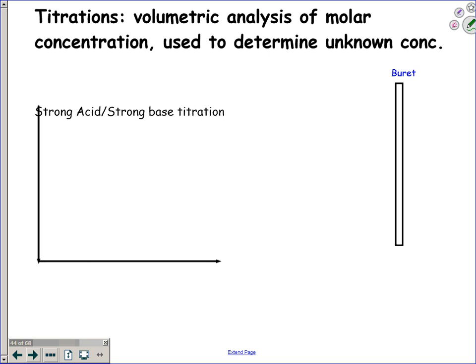Titrations are volumetric analysis. So we have to have volume. So it's a method. It's a procedure. And with that volumetric analysis, we're using molar concentrations. And we're going to use those molar concentrations for a purpose, and that purpose is to find an unknown concentration. So one is a known molar concentration. And our job, our question, is to determine the unknown concentration, aka molarity. Concentration for us is molarity.